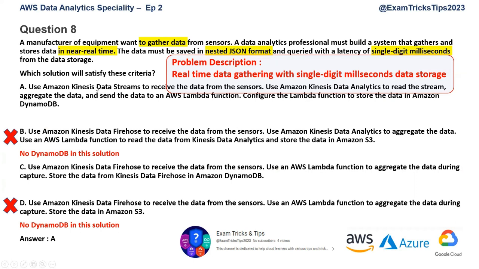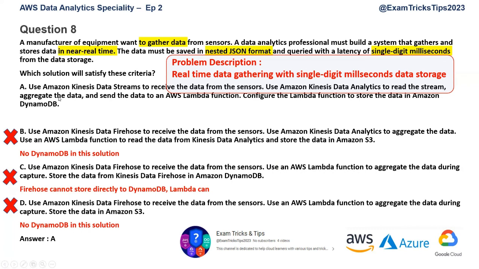Option A has Data Streams, Data Analytics, and DynamoDB, and option C has Data Firehose and the use of a Lambda function to aggregate the data. Now, in option C, you can see that Firehose is being used. And Firehose cannot store data directly to DynamoDB. You need something in between. So option C is ruled out on that basis.